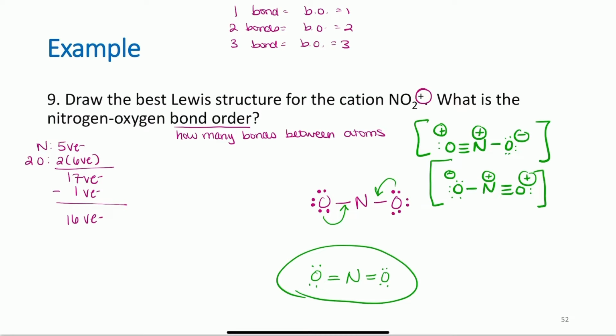These are resonance structures. These are absolutely resonance. But it's asked me for the best Lewis structure. Best Lewis structure minimizes formal charge. What's the bond order here? 2. Bond order of 2. Double bonds.